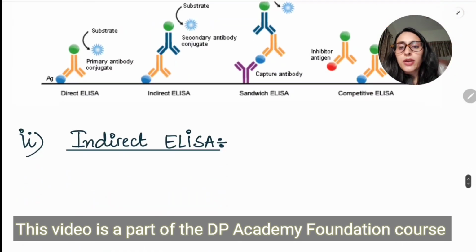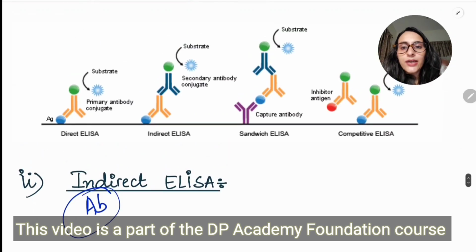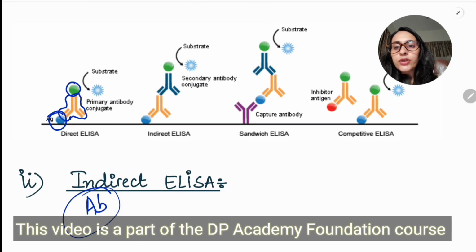Then what is the indirect ELISA test? Remember, I told you, indirect ELISA is done for antibody detection. Rest all the ELISAs are for antigen. Indirect is for antibody. Here, you remember for direct ELISA, this is the antigen. Antibody is coated with the enzyme, and this is a substrate. This substrate is going to change the color. This is direct ELISA.